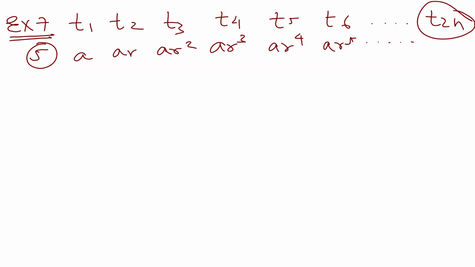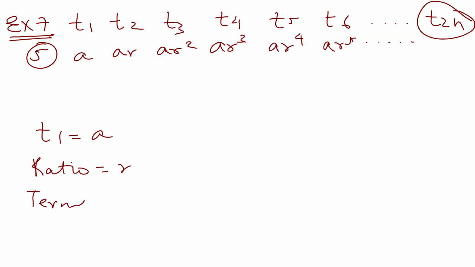I'll be going very slow while explaining this. There are even number of terms. So the last term over here is T2n. Okay? Now sum of all these terms. Now this particular GP has T1 equal to A, common ratio as R.